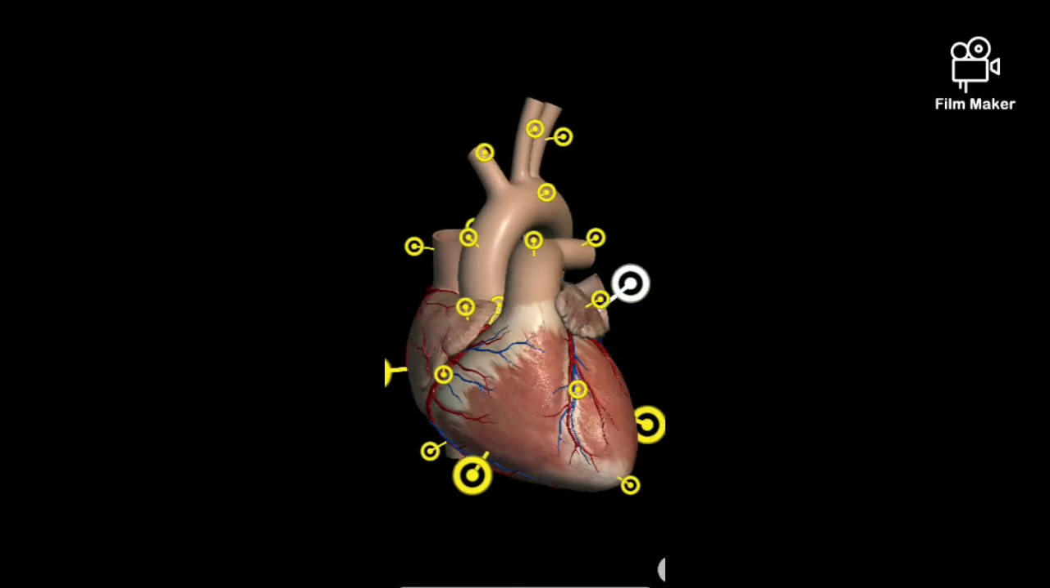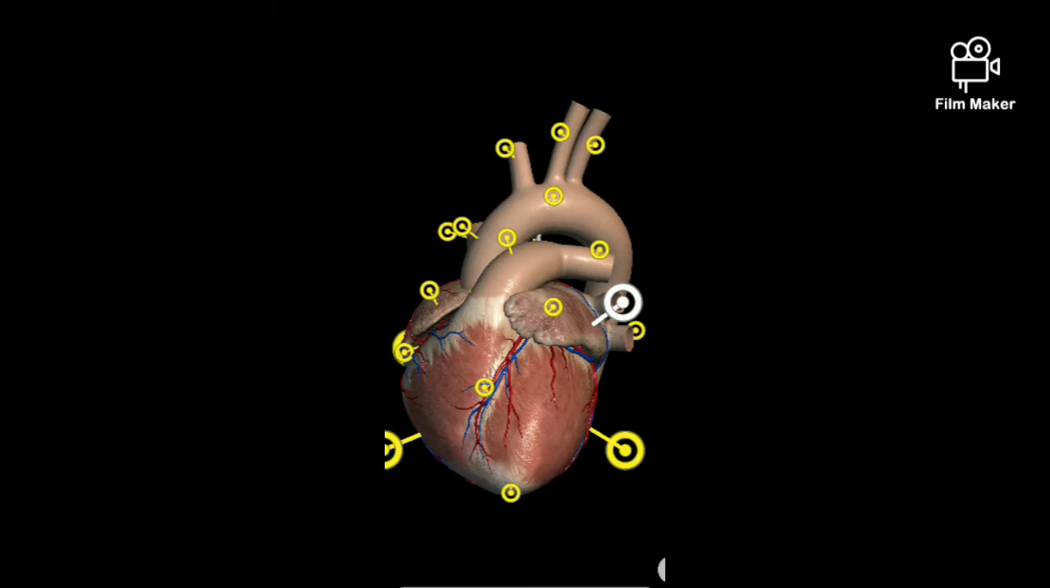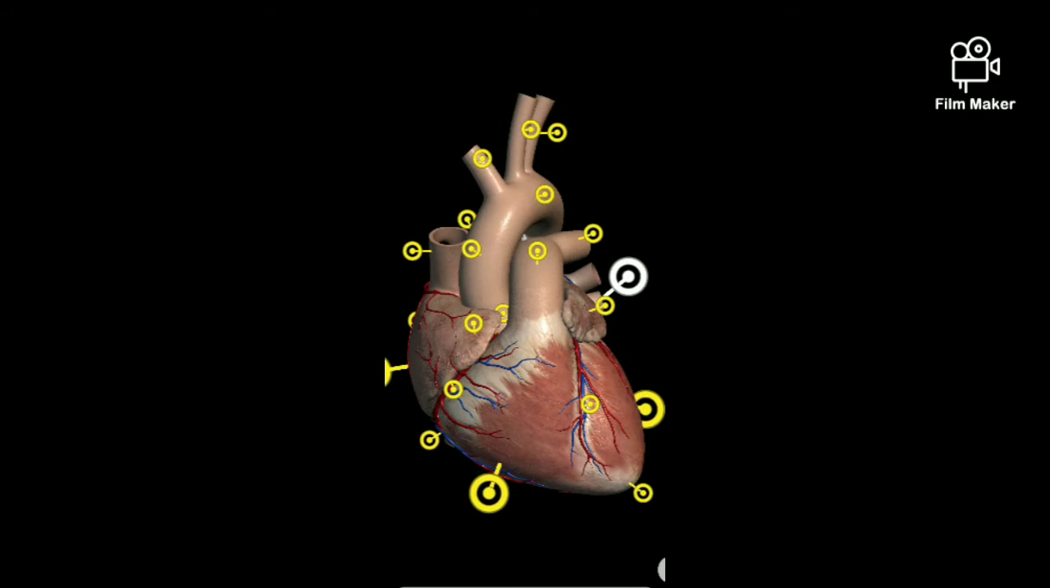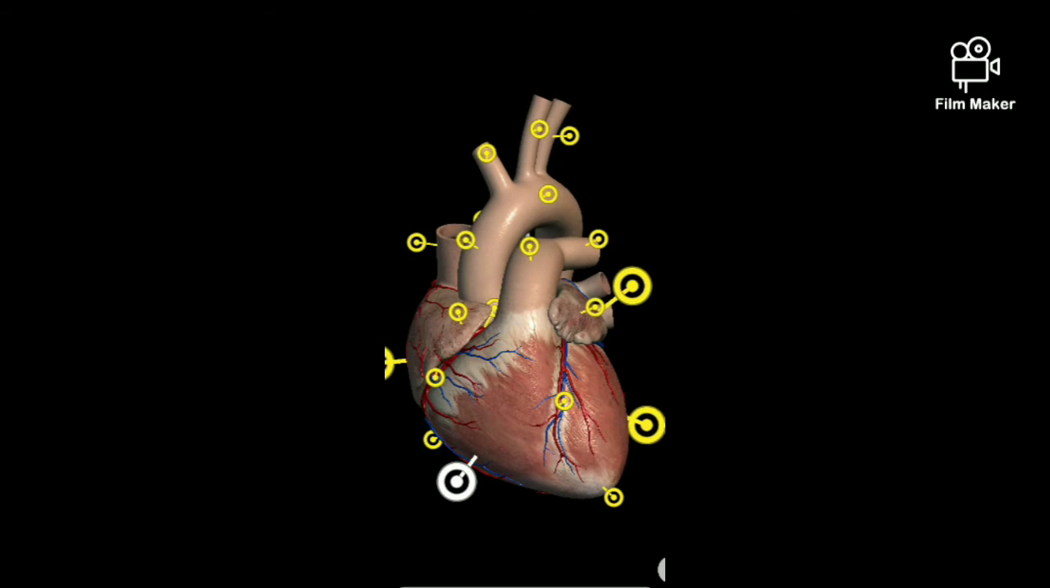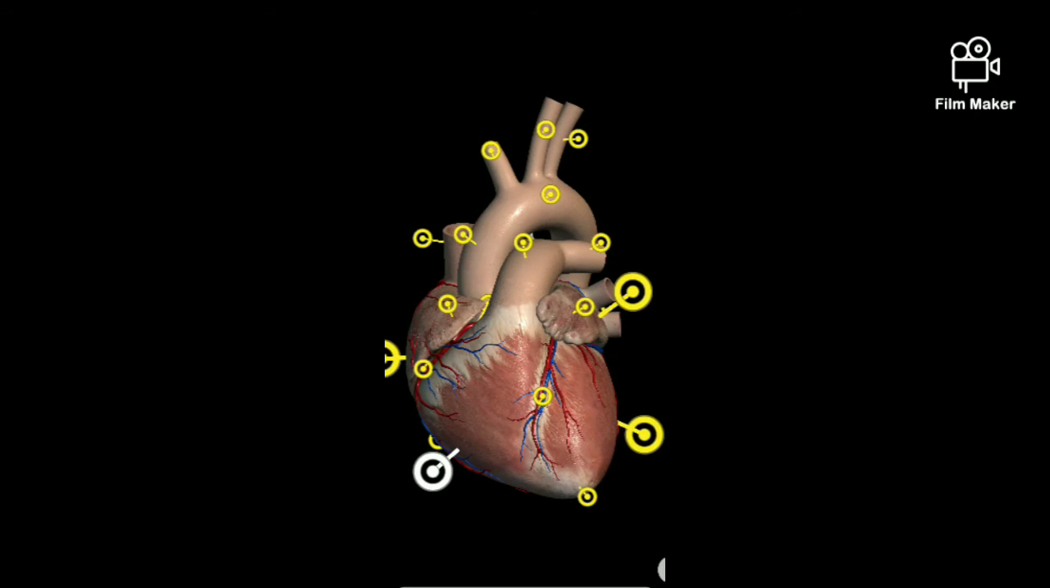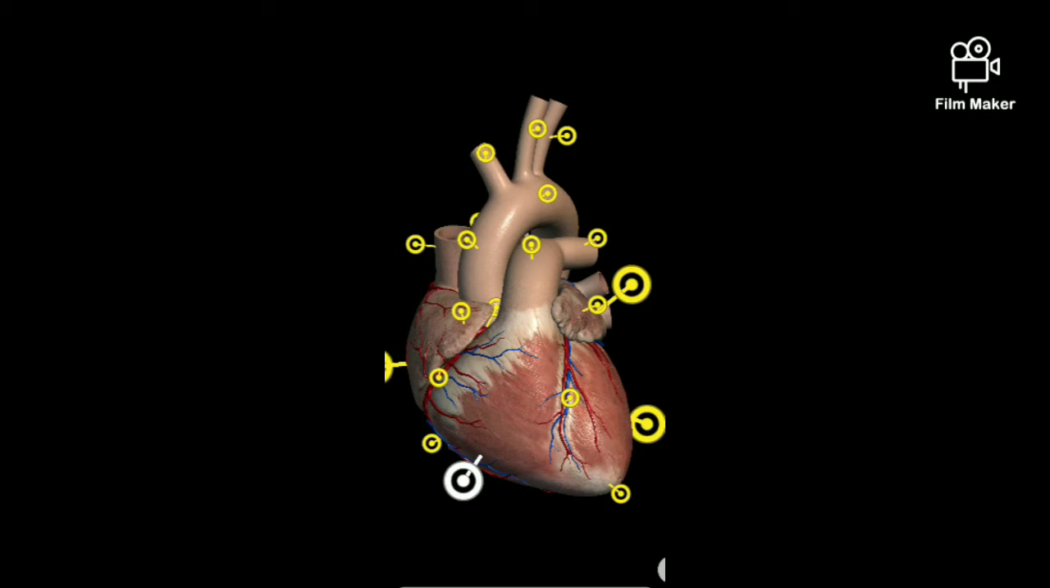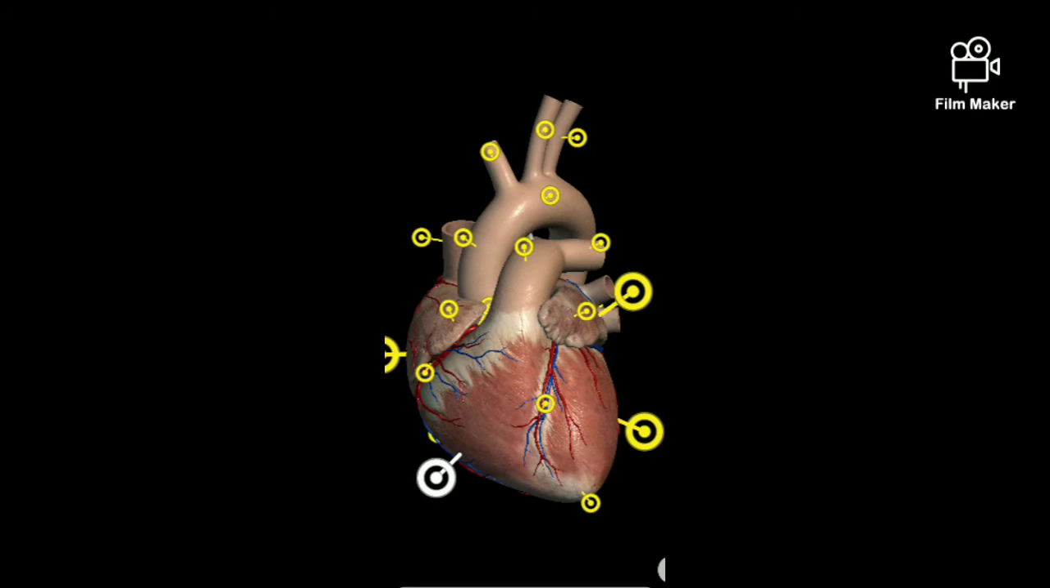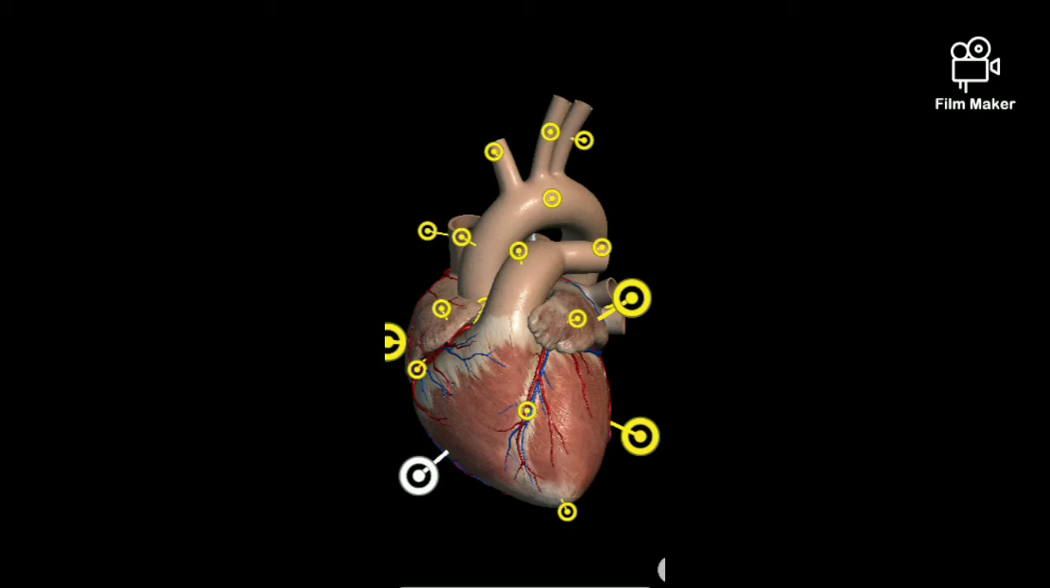Now we come to the ventricles. This is the right ventricle. The ventricles, left and right, receive blood from the atria. Their outflow is to the aorta and pulmonary artery, respectively. The right ventricle receives deoxygenated blood from the right atrium and pumps it through the pulmonary orifice, which is guarded by the pulmonary valve, into the pulmonary artery. It is triangular shaped and forms the majority of the anterior border of the heart.